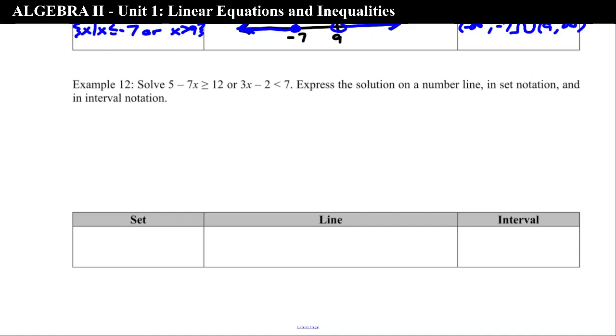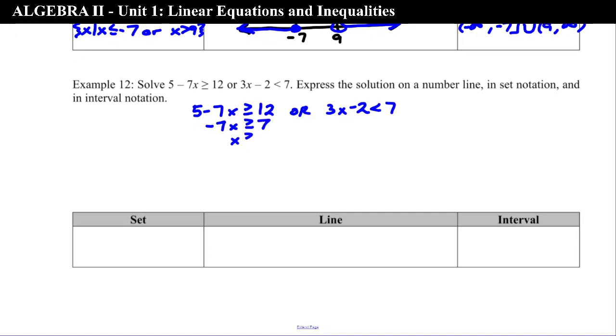All right, let's move on to this next example. We are going to solve 5 minus 7x is greater than or equal to 12, or 3x minus 2 is less than 7. Okay, so the first thing we want to do with this first one is subtract 5 from each side. So we get -7x is greater than or equal to 7. So x is greater than or, well, actually, we're dividing by a negative number. So let's make sure we flip the sign.